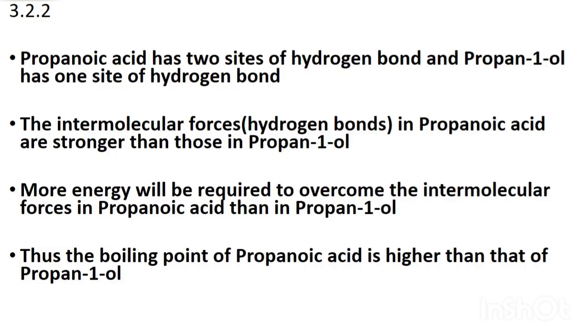Now we say propanoic acid has two sites of hydrogen bonding. Remember carboxylic acid, and propan-1-ol has only one. The intermolecular forces, which are your hydrogen bonds in propanoic acid, are stronger than those in propan-1-ol. Therefore, more energy will be required to overcome the intermolecular forces in propanoic acid than in propan-1-ol. Thus, the boiling point of propanoic acid is higher than that of propan-1-ol.